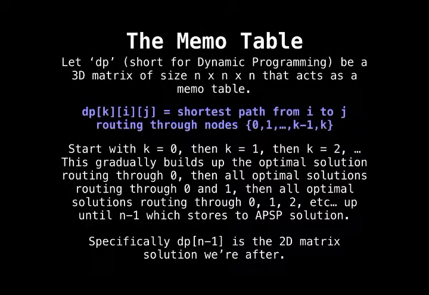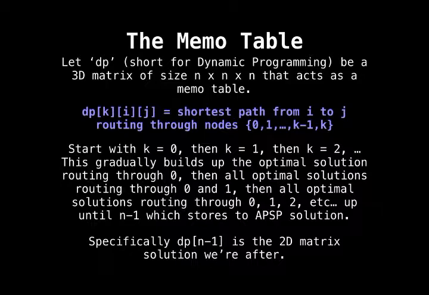Now the question comes of how do we actually compute all intermediate paths? The answer is we will use dynamic programming to cache previous optimal solutions. Let dp be a three-dimensional matrix of size n by n by n, which acts as our memo table. We're going to say that the cell dp at k,i,j in our table gives us the shortest path from node i to node j, routing through nodes 0 through k.